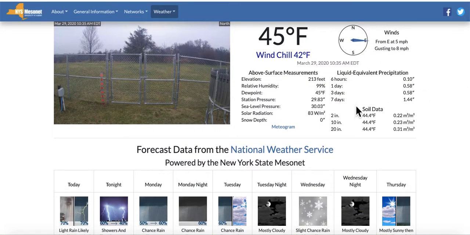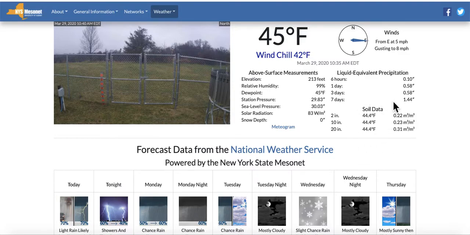Our winds are out of the east at 5 miles per hour. And if we look at our soil data, at the different soil meters that we have, 2 inches, 10 inches, 20 inches, you'll notice the temperature underground is also very warm, almost as warm as it is in the air, 44 degrees. This is important for snowfall. If it were snowing right now and the ground were 44 degrees, it would not stick. It would melt as soon as it hit the ground. So basically, this is telling us our ground is not frozen, and any frozen precipitation that fell would not stick very long. It would melt right away.